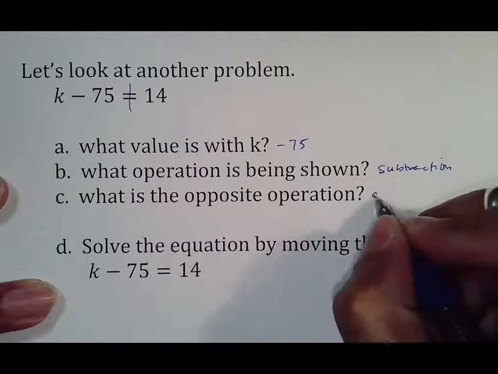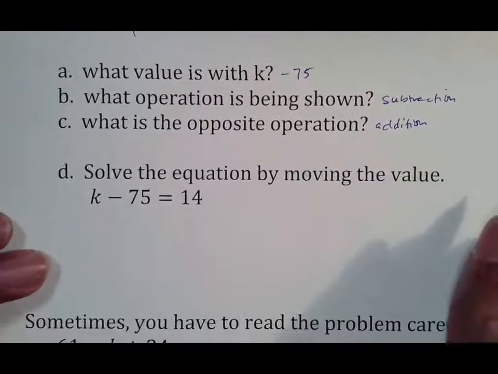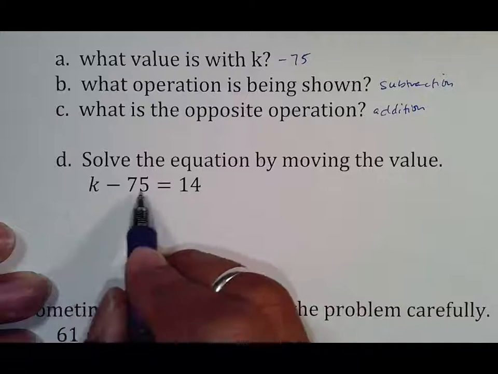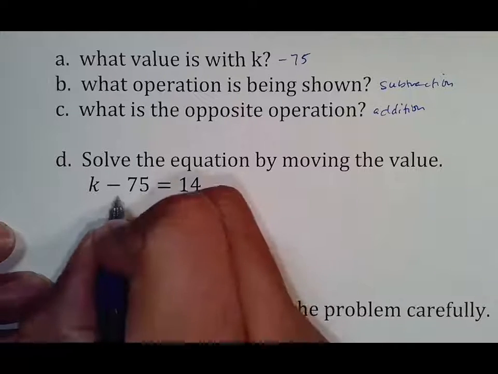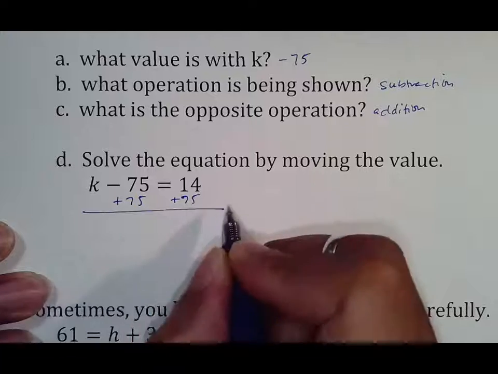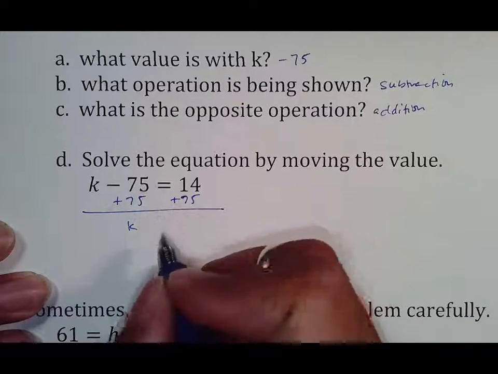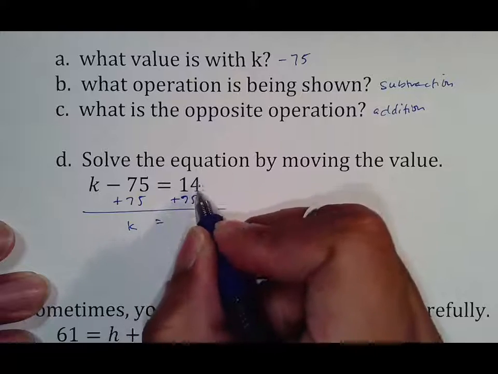And the opposite of subtraction is addition. And so when it comes to doing the work that we're doing here, if you want to get rid of this negative 75, we need to put plus 75 on both sides. K comes down because it's still there. Again, the negative and its opposite goes away. And then to add this, I'll do long addition.